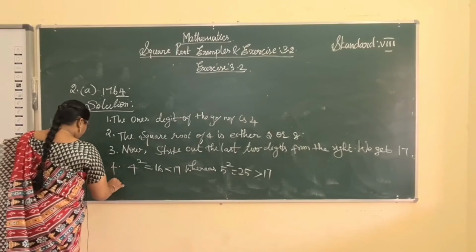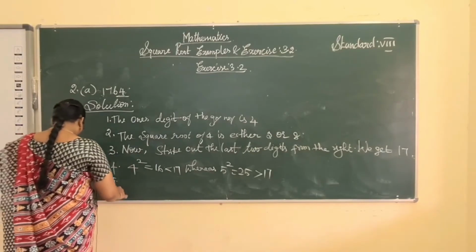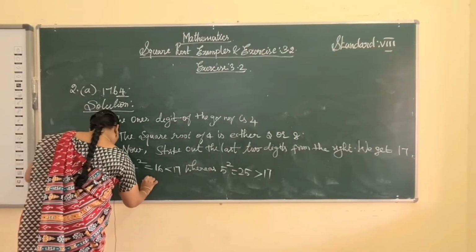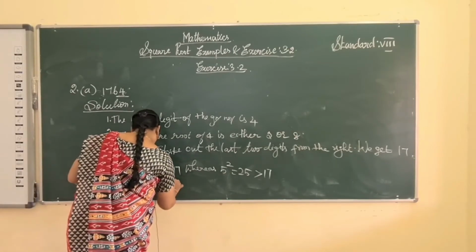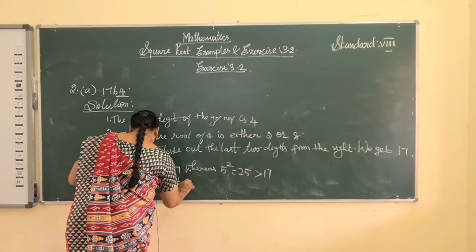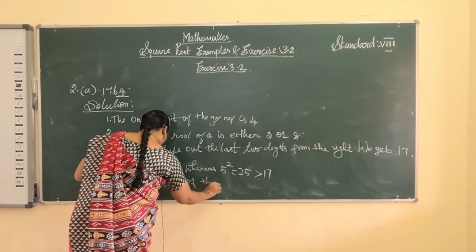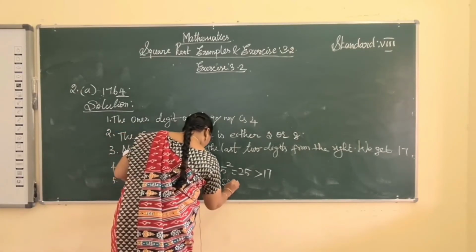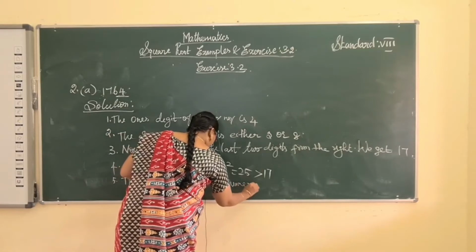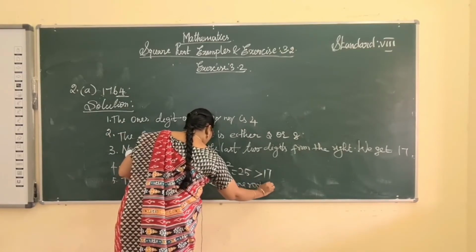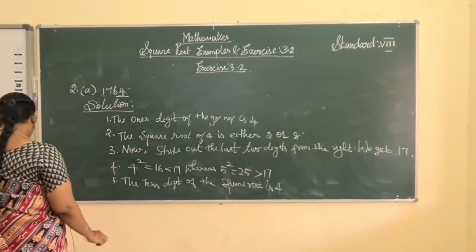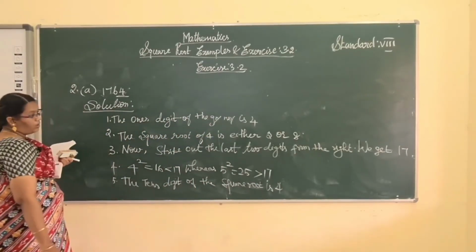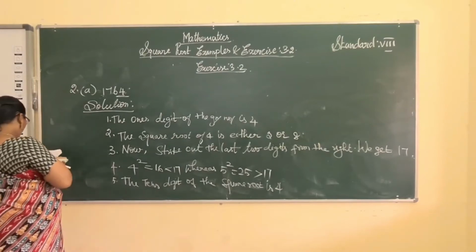Okay. So the fifth point: the tens digit of the square root is 4. So the tens digit of the square root is 4. Okay.